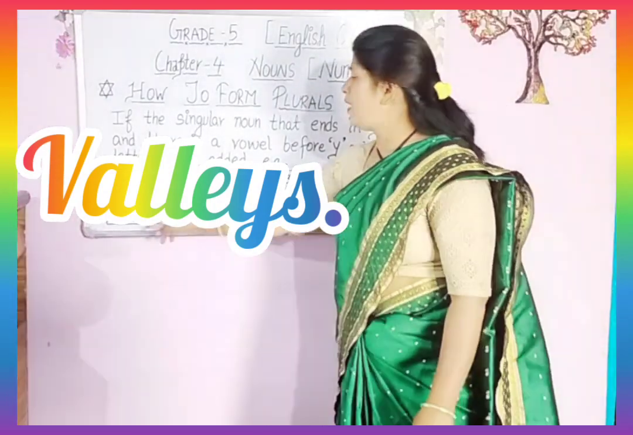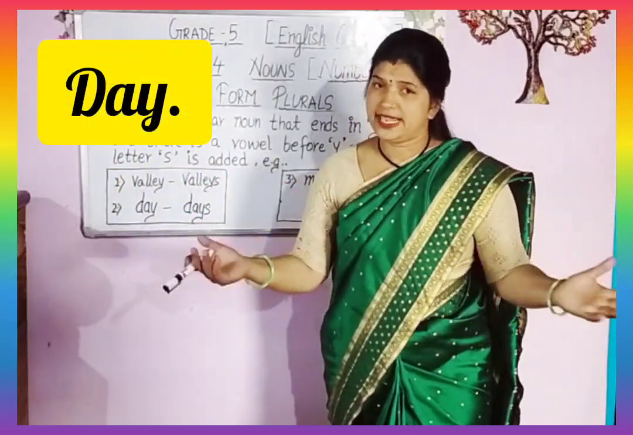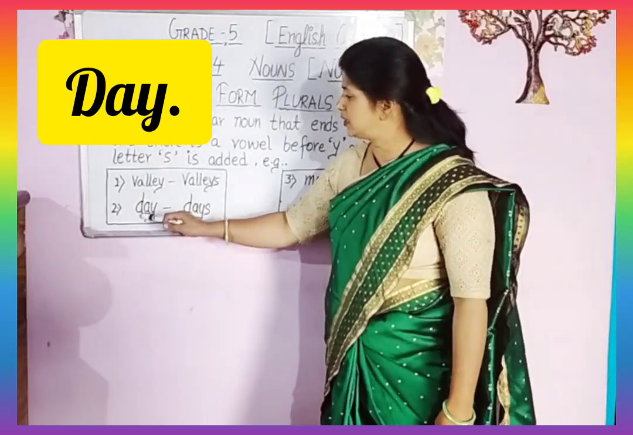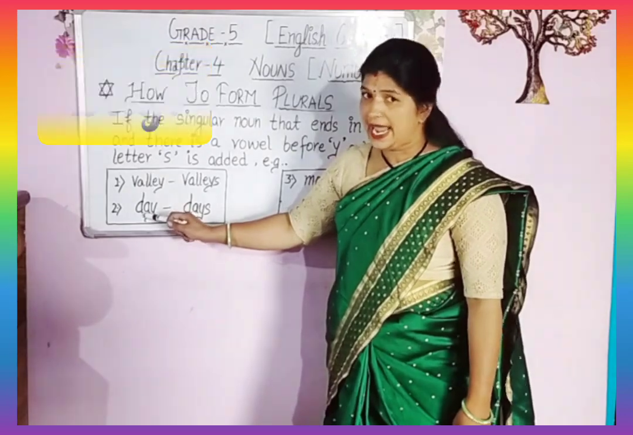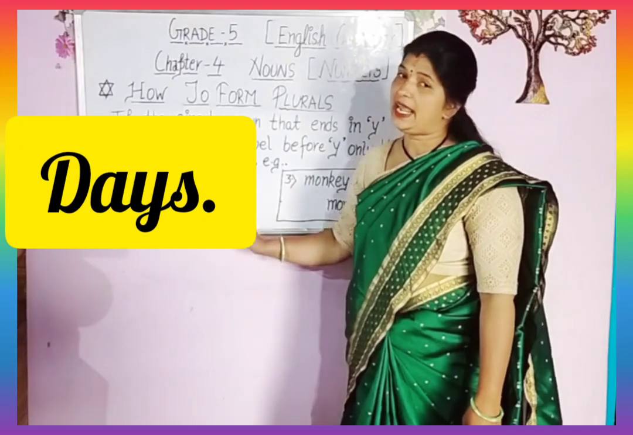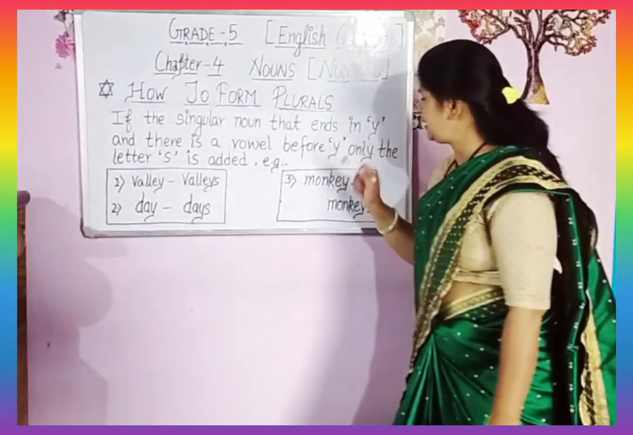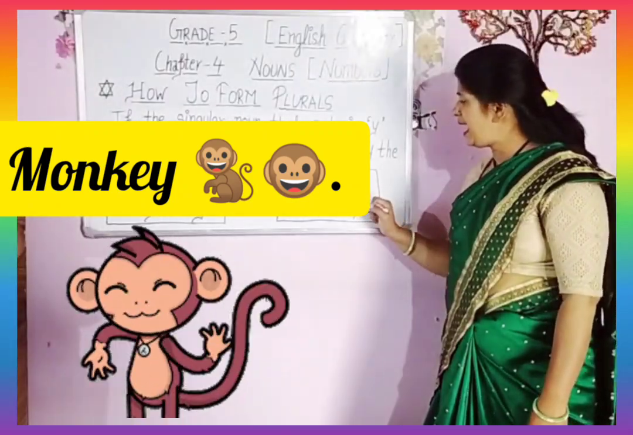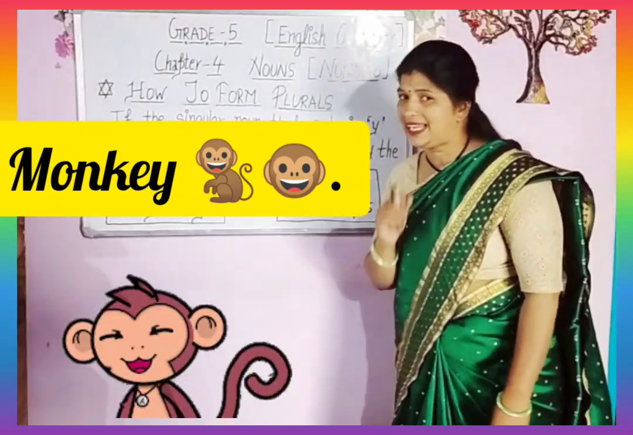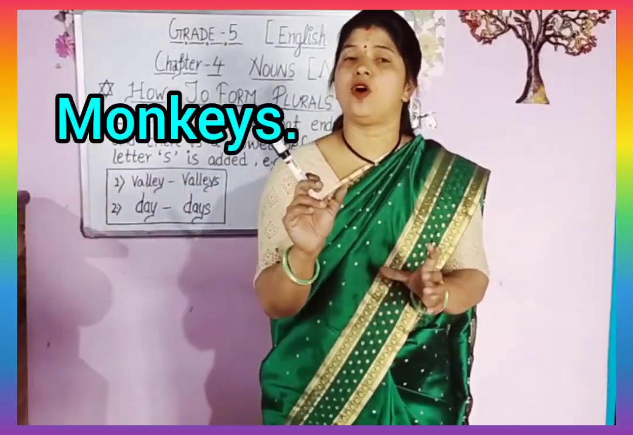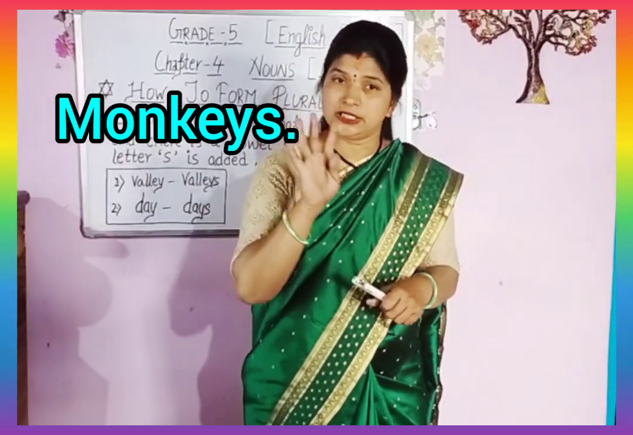Okay. Now the second one is day, D-A-Y. It is ending with Y, and the vowel before it is A. So it will become days. We simply add S. Now see the third one, monkey. At the end there is Y and before Y there is vowel E. So we will simply add S to it, and it will become monkeys. So I hope you have understood these 4 rules.